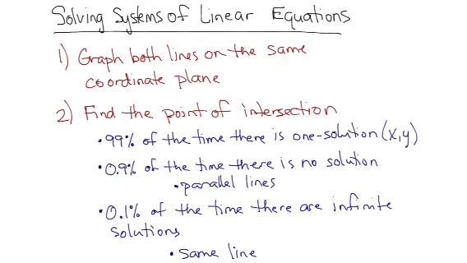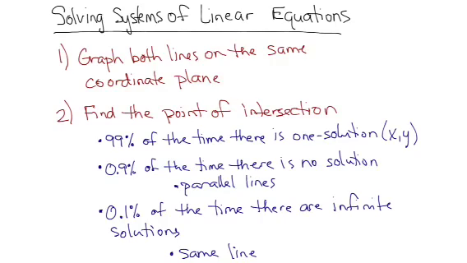First off, we're going to learn how to graph systems. So we're going to graph both lines on the same coordinate plane, and we're going to find where they cross, their point of intersection. Now, 99% of the time, we're going to get a single answer, an ordered pair (x, y). But a little less than 1% of the time, we're going to get no solution. And that happens when we have parallel lines, because they never cross.